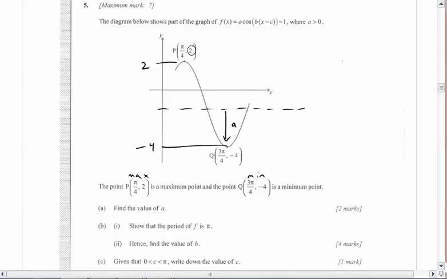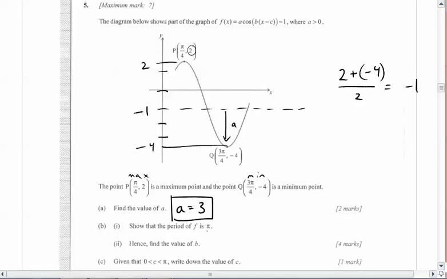So let's see, what's halfway between that? That would be 2 plus negative 4 divided by 2. So negative 1. That's 3 points below 2 and 3 points above negative 4. The amplitude is how much it takes to get from the middle to the top or the middle to the bottom. So the amplitude would be from negative 4 to negative 1, a value of 3.